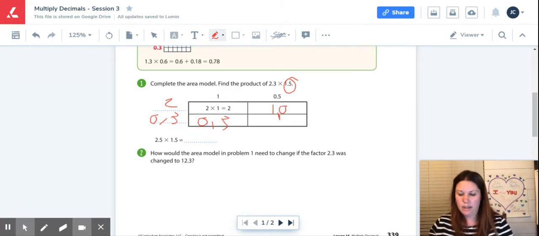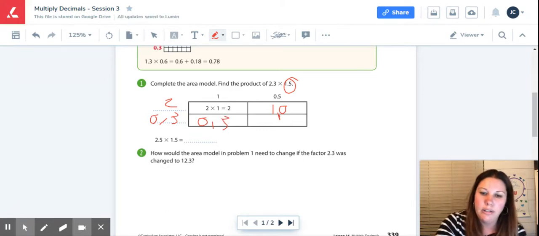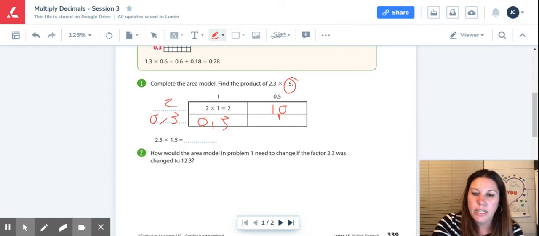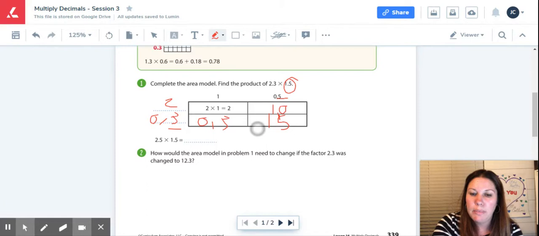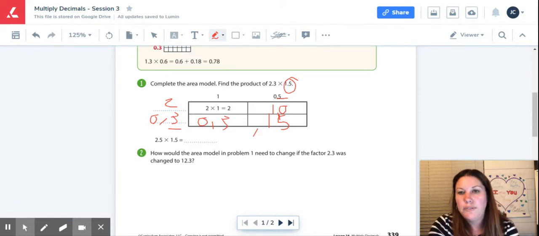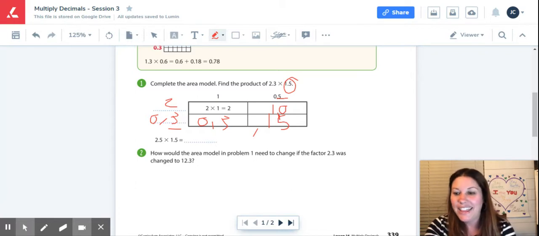Then we have 3/10 times 1, which is 3/10. Okay, my pen is not liking me today. Let me try the other side. And then 3/10 times 5/10. Let's start with 3 times 5. So 3 times 5 is 15. And we have 2 decimal points. So it ends up being 0.15. So that line is a decimal. This program is not liking the decimals.